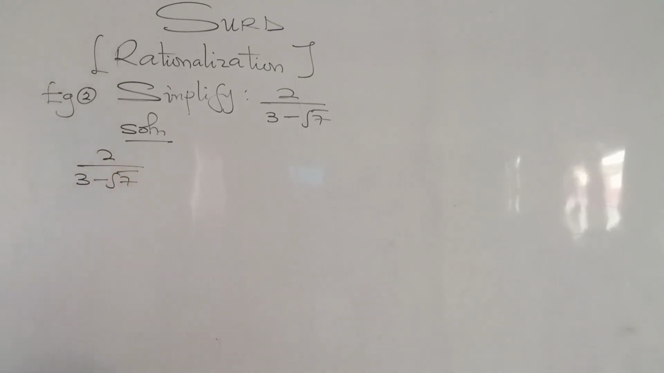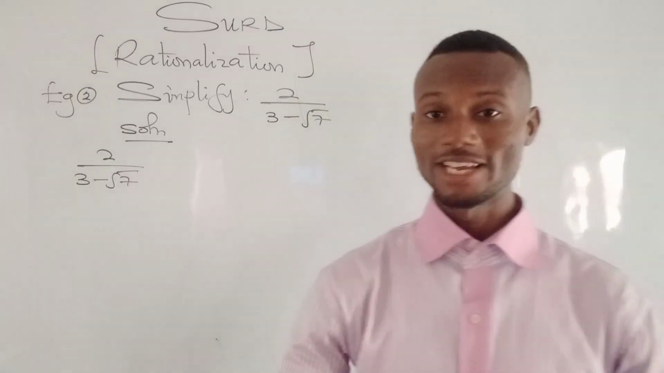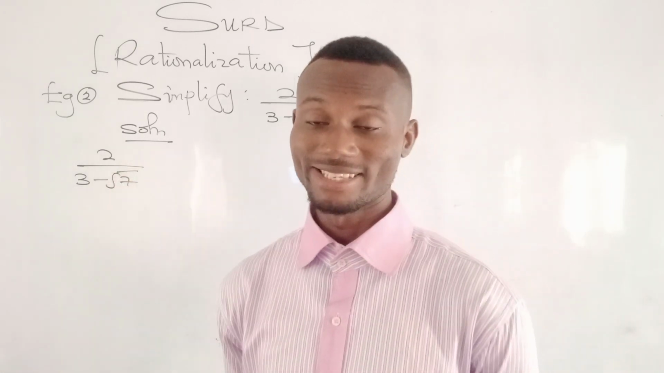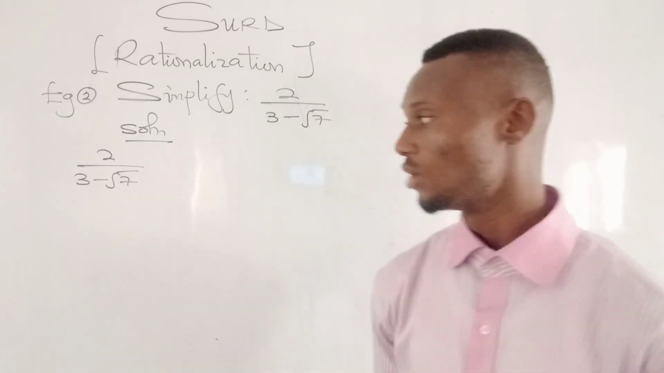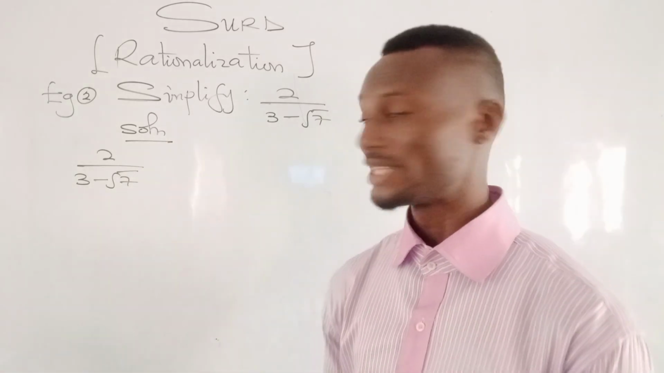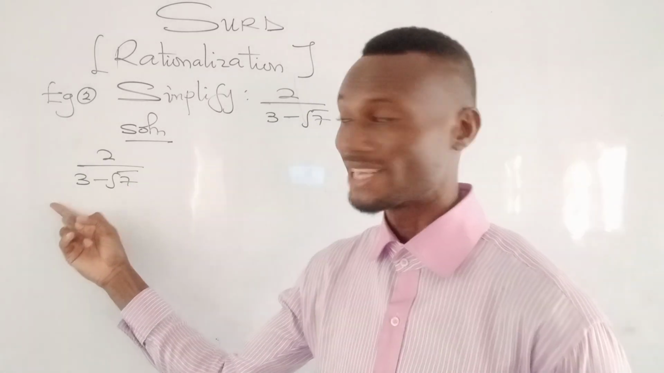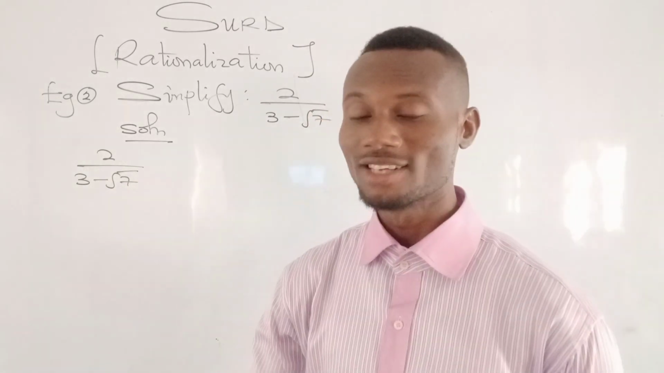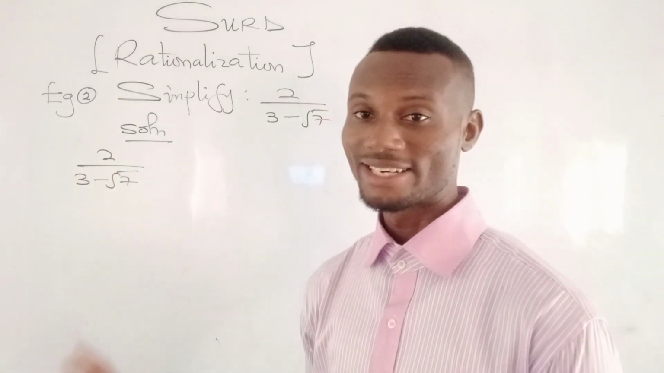We are to simplify this one, and you know that the only way to simplify this is to rationalize it, and I've explained to you from the first video what you are supposed to do to be able to rationalize this kind of question. We are going to go through the same process. We said that you are going to multiply both the numerator and the denominator of this same fraction by the conjugate of the denominator, which is 3 minus root 7. We are going to find its conjugate and use that to multiply both the numerator and the denominator of the same fraction, and we've done this in the first video.